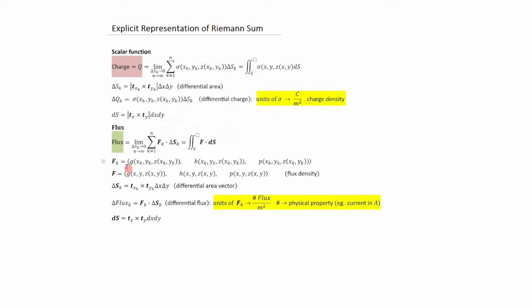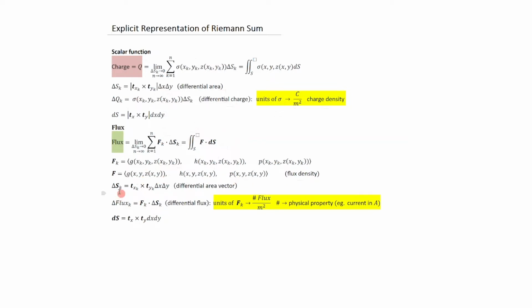So f of k basically would just be the coordinates of the vector field, but now the coordinates are with respect to x, y, and z, where z is a function of x and y. So this is the x-coordinate, the y-coordinate, and the z-coordinate for the vector field f. In the limit, then, this is just a continuous function. It's not looking at individual differential areas, basically indexed by the subscript k. Here it's just a continuous function, and this is the flux density.